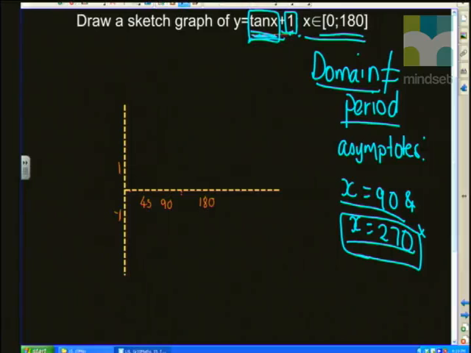All right, and we know that at x is equal to 90, the graph is undefined. So at 90 degrees, I'm just going to move that down, going straight through 90, we're going to have our asymptote.